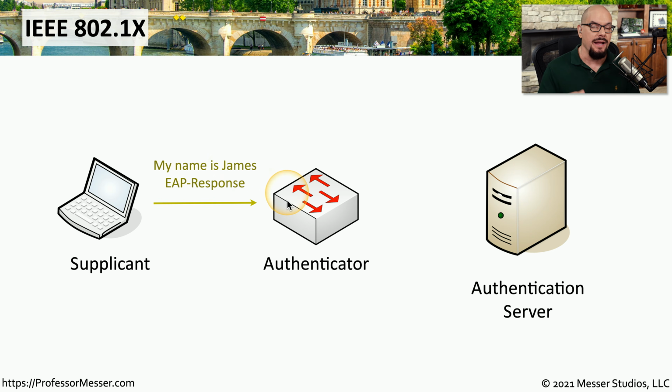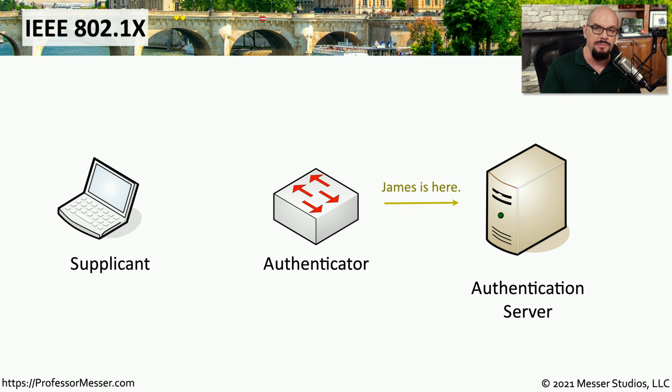The authenticator now needs to confirm that this particular user is in the access database, so it sends a message to the authentication server saying that James is here and would like to have access. The authentication server sends a message back to the authenticator asking if that user would like to authenticate. The authenticator passes that message on to the supplicant, and the supplicant provides any authentication credentials.